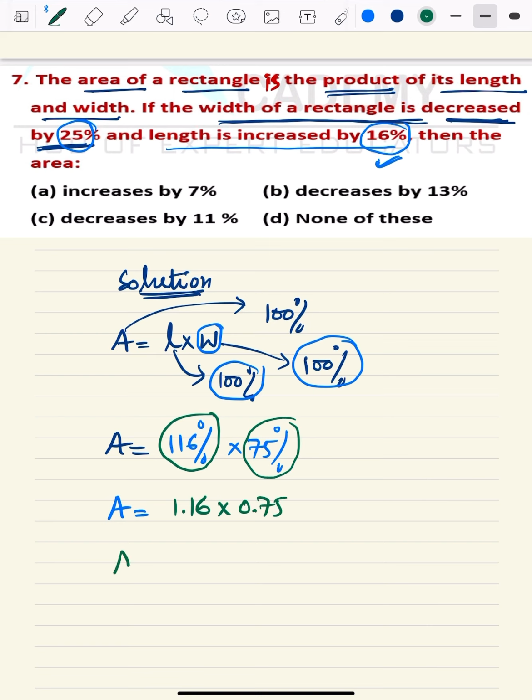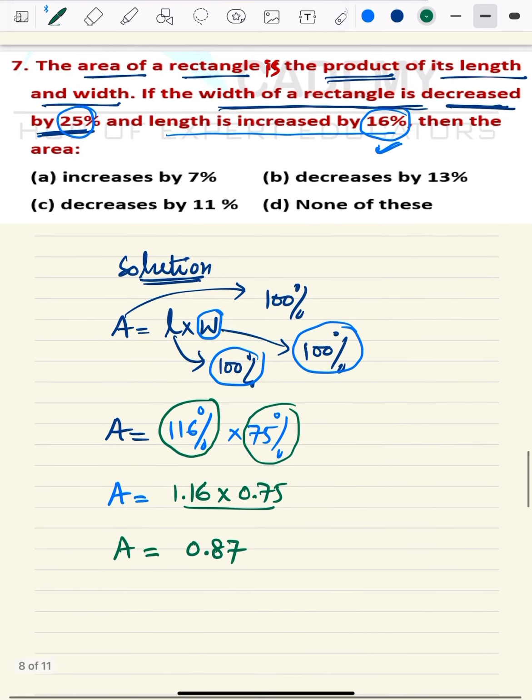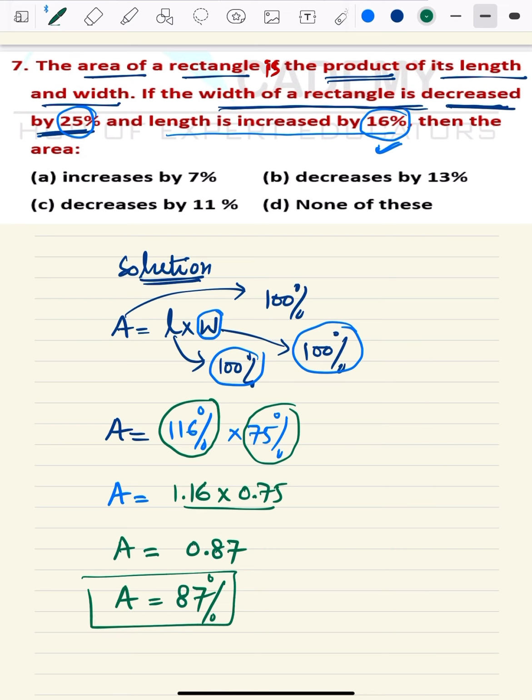Now if you multiply, this would be equal to 0.87. Again, if we write this in percentage form, this will be 87%. So in the starting, you can again see the area was 100%. Now the area has decreased, it has become 87%. So how much amount is decreased? It must be 13%. So option B will be the right answer.